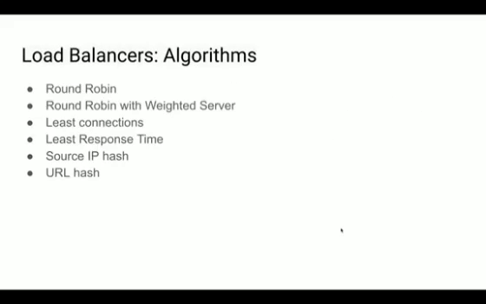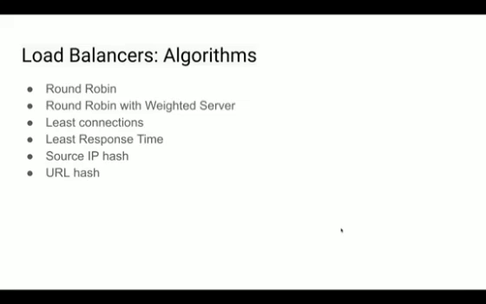The second algorithm is round robin with weighted servers. Here the difference is the memory, the RAM. Let's take two servers. One has 32 GB RAM and the second server has 64 GB RAM. When the request comes to the load balancer, it sends the request to the server which has more RAM. According to that, it channelizes the load across the servers.